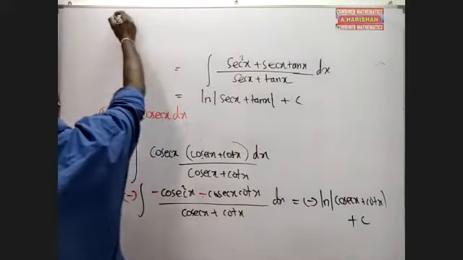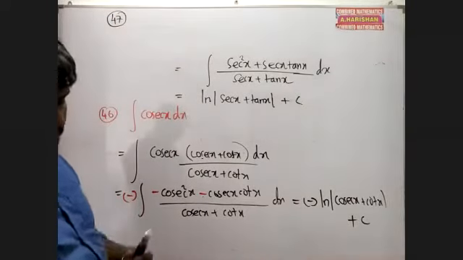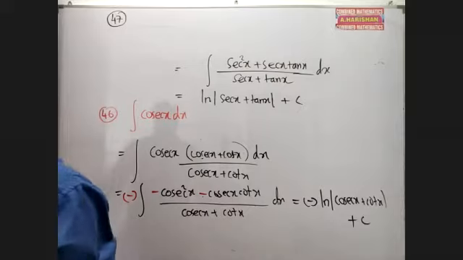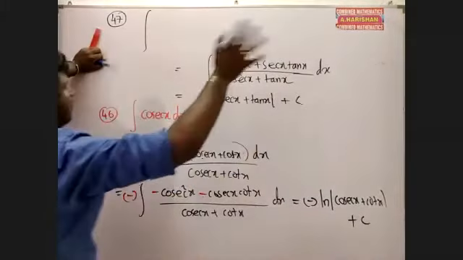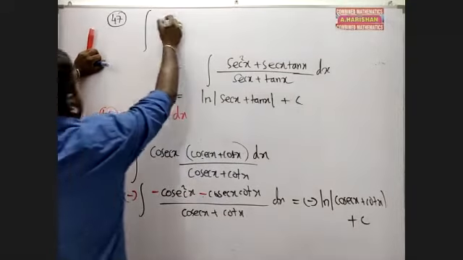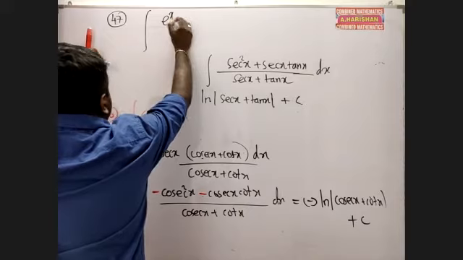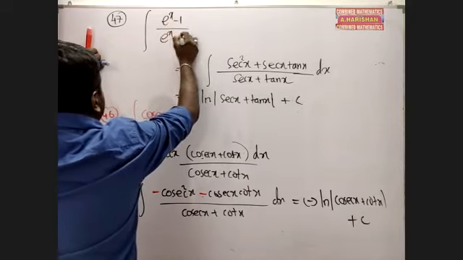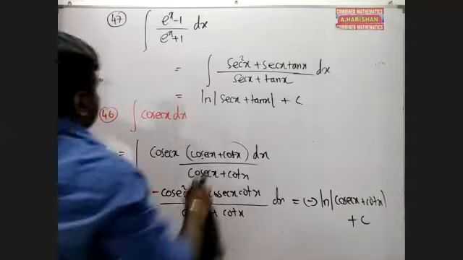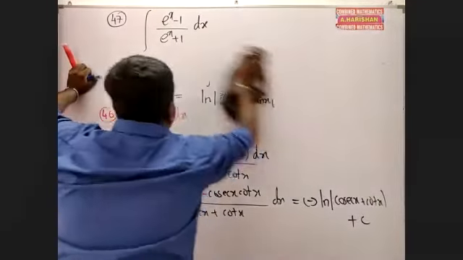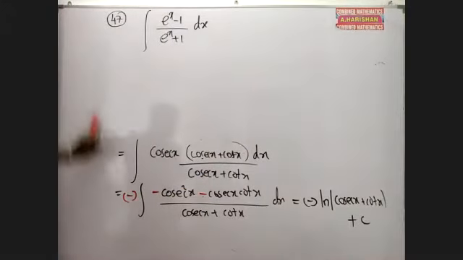Question number 47. Cot x, tan x, cosec x, sec x, everything gone. So let's see how you can do e to the power x minus 1 over e to the power x plus 1, dx. Now I'll tell you the story, how nice that 47th question is. Now I erase the 48th to 47th.